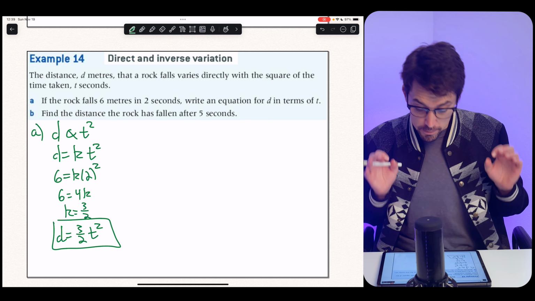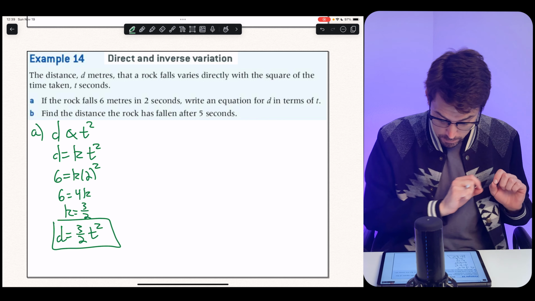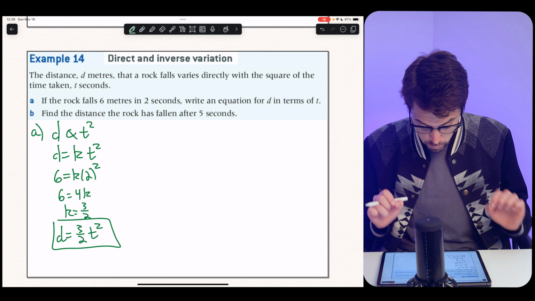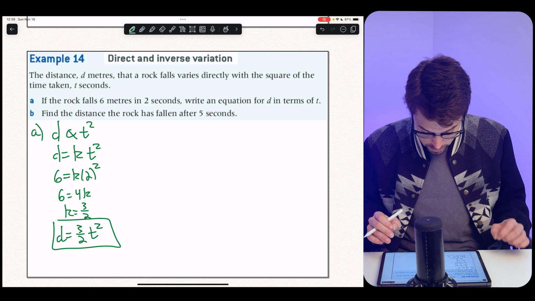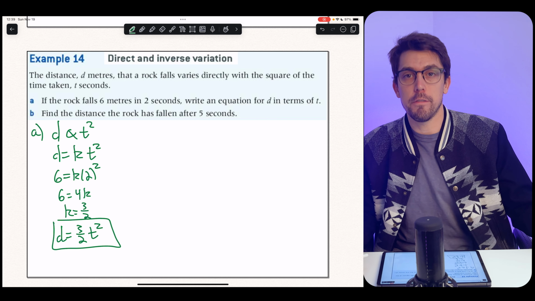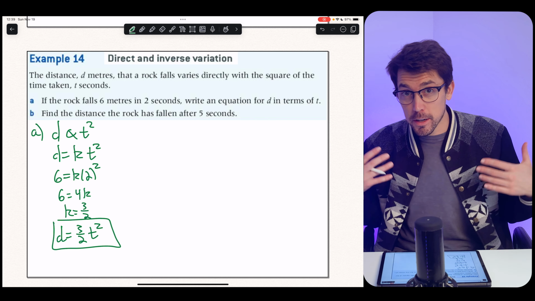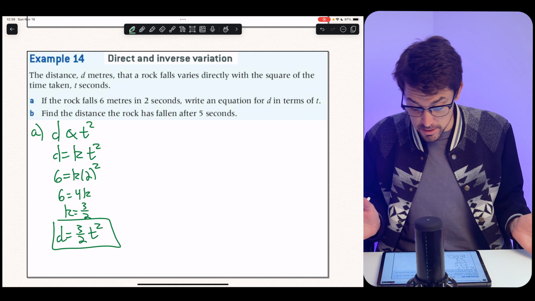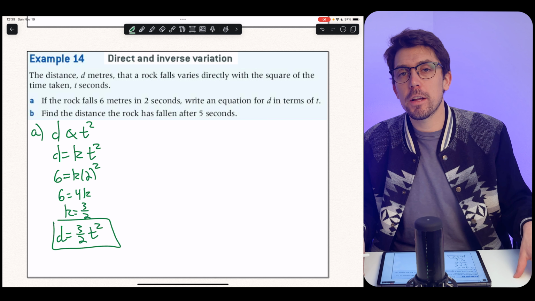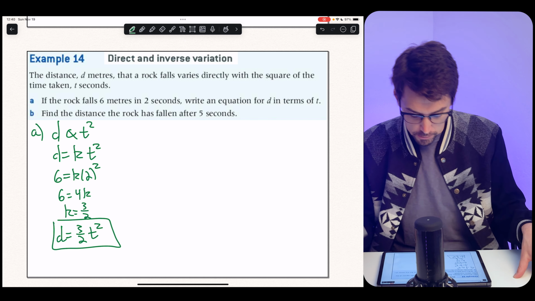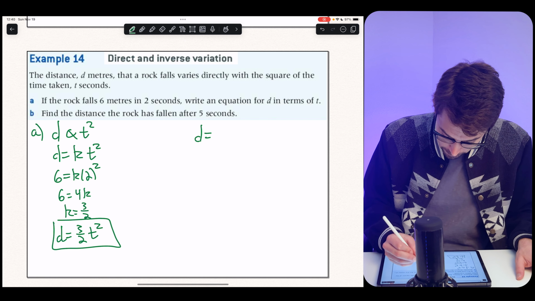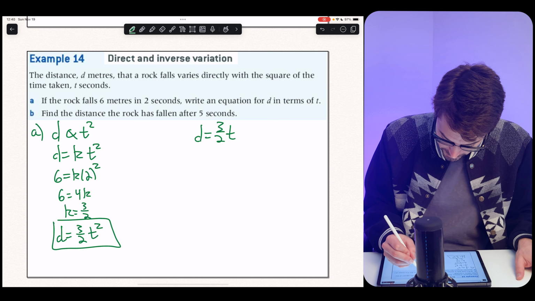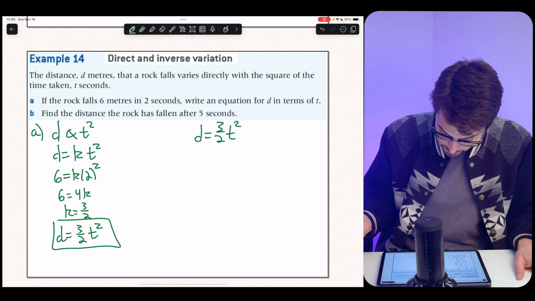I now have an equation that represents how distance and time vary directly with my constant 3 over 2 using this power function. Now we can use this to figure out some information about the problem. Let's say we don't know how much distance the rock has fallen, and we want to figure out what's happened after 5 seconds. I have a power equation that makes this quite easy. I know that d is equal to 3 over 2 times t squared.